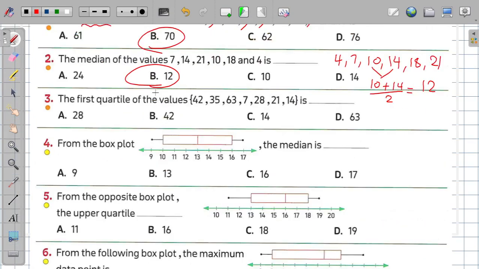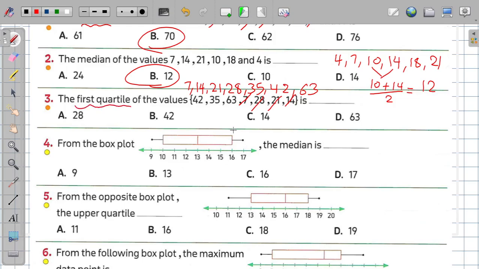Next, I want to find the first quartile of these values. We need to arrange them first. So I have 7. This is the minimum one. Next, I have 14. Next, I have 21, 28. So this and this and this and this. We have 35, 42, and 63. And we want the first quartile.